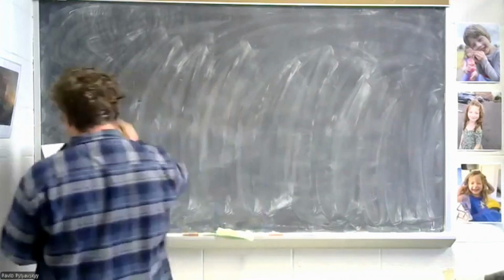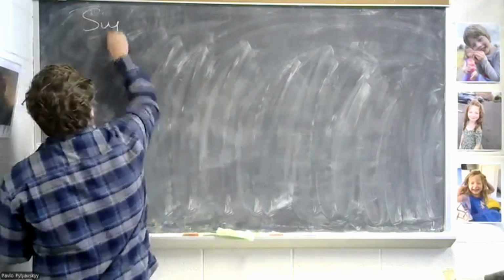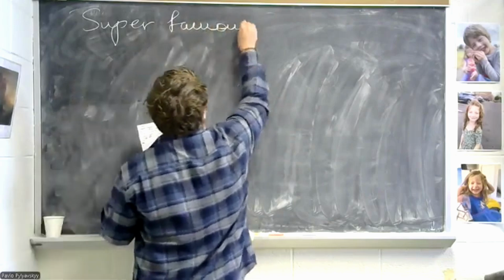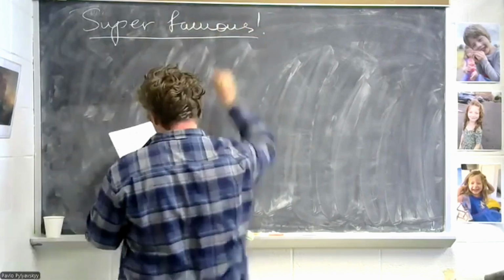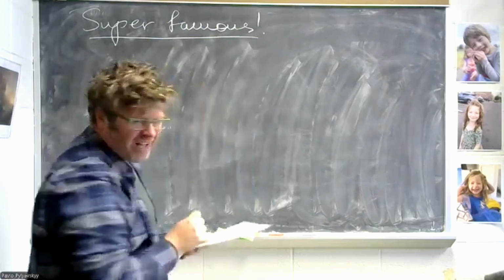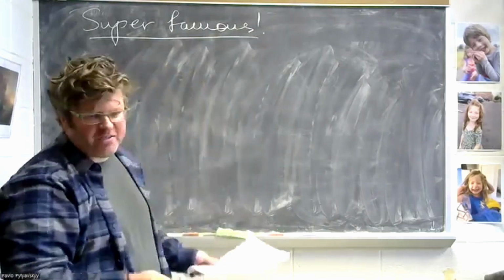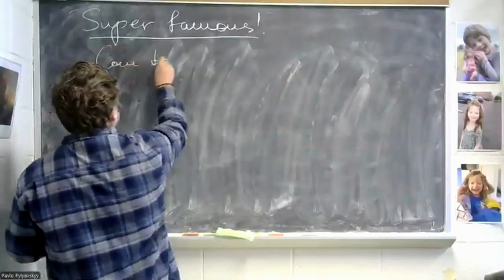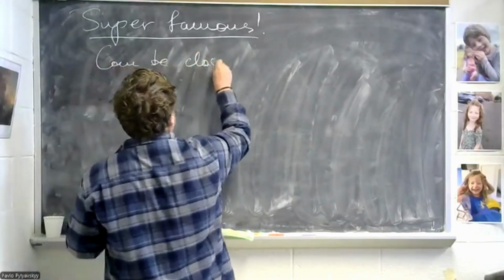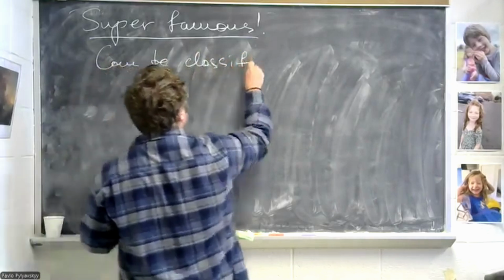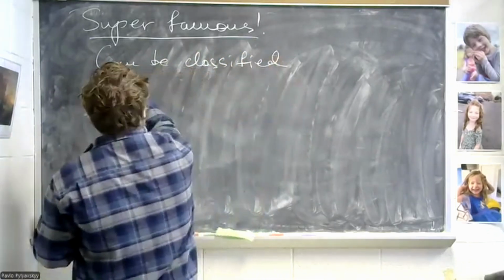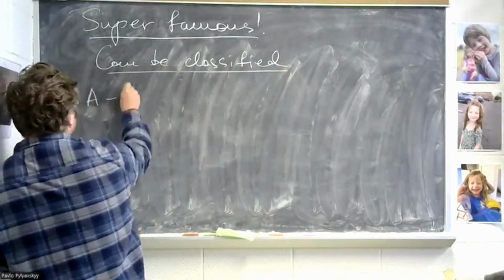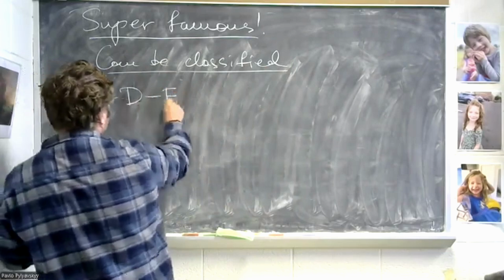Here's a statement. Super famous. That's a precise mathematical statement. Super famous. They can be classified. You can say which graphs have subadditive labelings. And the answer is the famous ADE Dynkin diagrams.